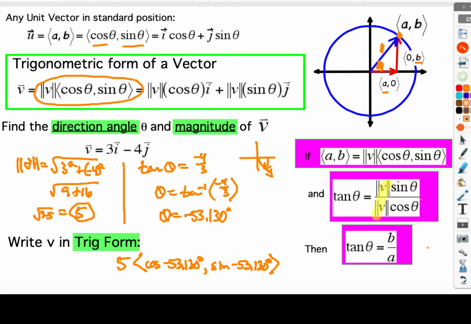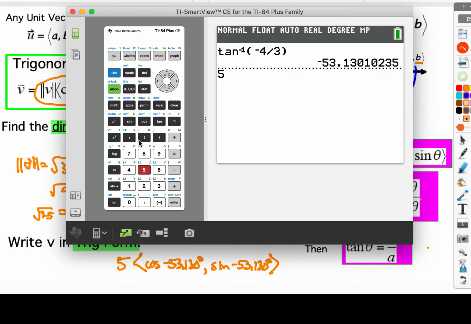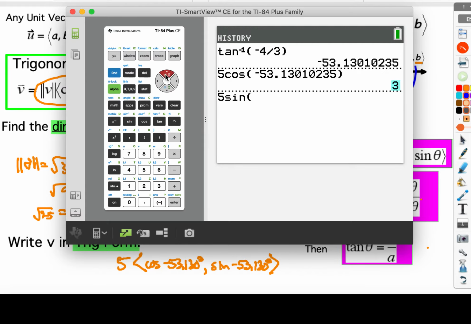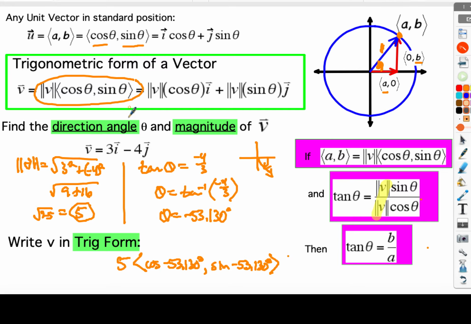And I would be willing to bet you, if we took that and went back to our calculator, if I said 5 times the cosine of my angle, notice how we get that answer of exactly 3 there. My calculator did a little bit of rounding. Or if I said 5 times the sine of that given angle, notice we get our negative 4 back. 5 times the cosine of the angle was exactly 3, and 5 times the sine of the angle, exactly negative 4.